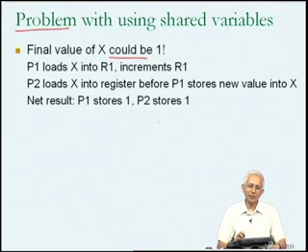And the way that this could happen is the following. We know that the sequence of events, as described by those MIPS machine language instructions, was that P1 loads x into R1 and then increments R1. It's possible that P2 then loads x into a register before P1 stores the new value into the variable x, and the net result would then be that P1 stores the value 1 and P2 stores the value 1.